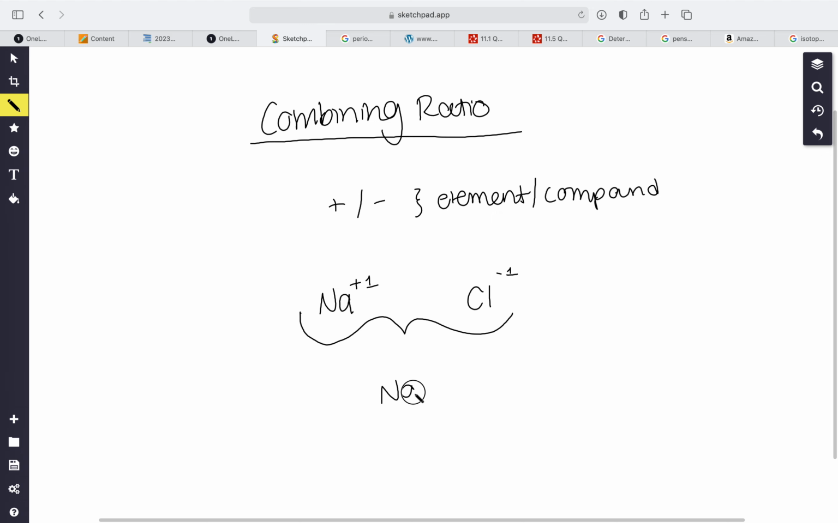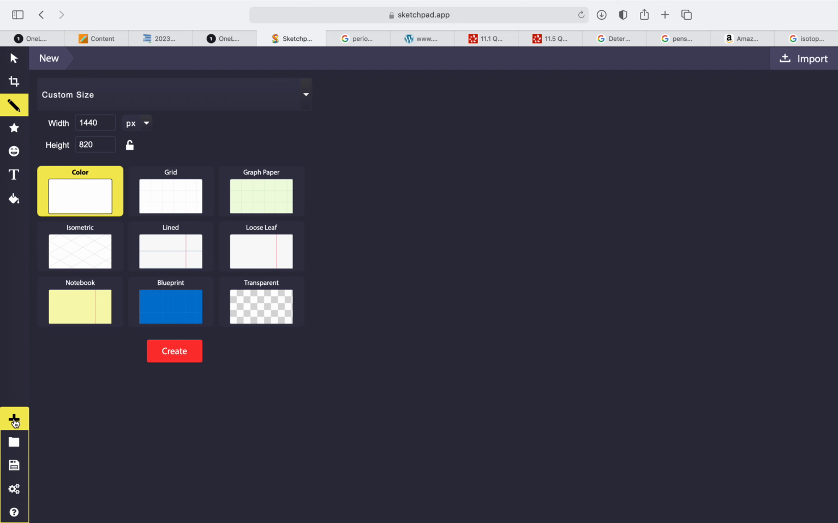So here's the cool thing. When they combine together, as we know, it's going to make sodium chloride. But how do we know how many sodium elements there are and how many chlorine? All you have to do is cross these charges, and that gives you the number. So it's literally just going to be NaCl, because you don't write any numbers if it's just one element.